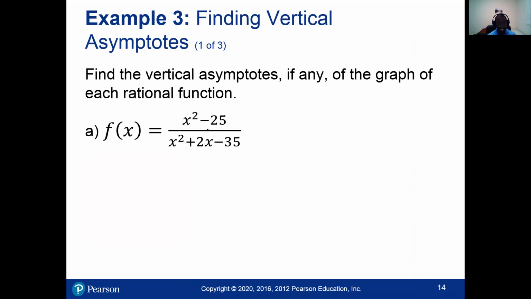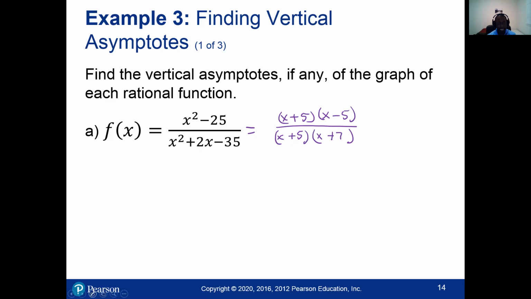Okay, now let's take some examples. We are given f of x equals (x squared minus 25) over (x squared plus 2x minus 35). We need to factor this expression. The numerator is a difference of two squares, so it will be (x plus 5)(x minus 5). Then what about the denominator? It's a quadratic, so we can factor it. Okay, this is plus 5, and then minus... so that will be (x minus 5)(x plus 7).